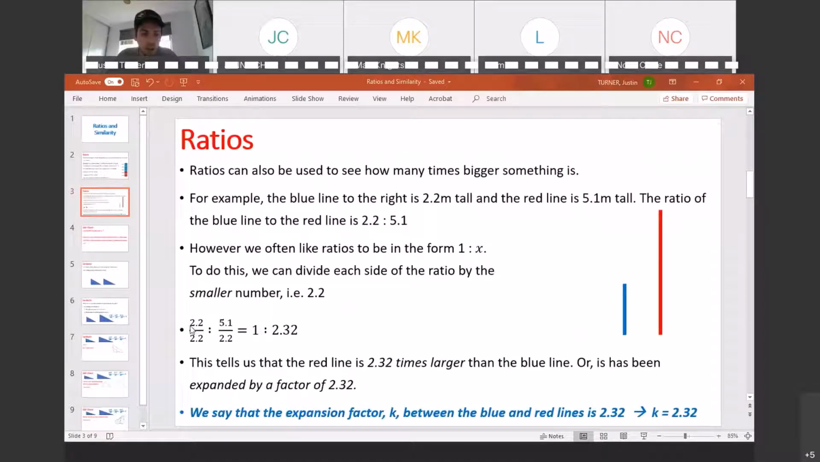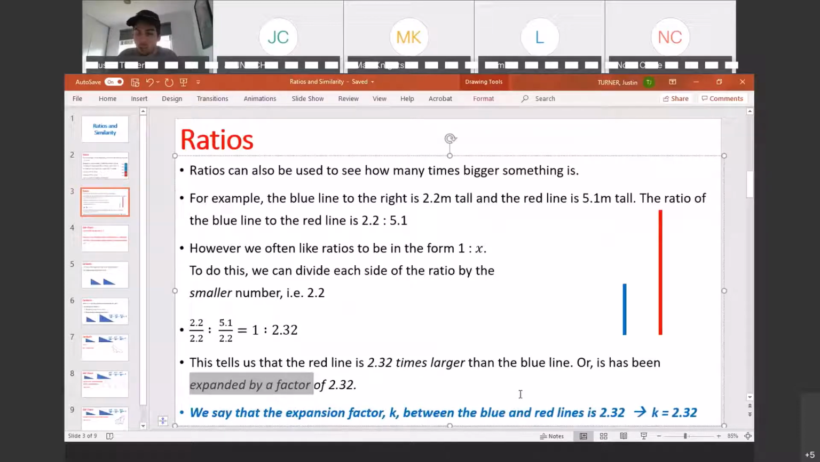So if we look here, we had 2.2 to 5.1. And if we divide each side by the smaller number, it forces one of your numbers to become 1, because obviously, if you divide a number by itself, you get 1. So this ratio simplified down to 1 to 2.32. Now, what that information is giving us, it tells us that the red line is 2.32 times larger than the blue line, or it's been expanded by a factor of 2.32.